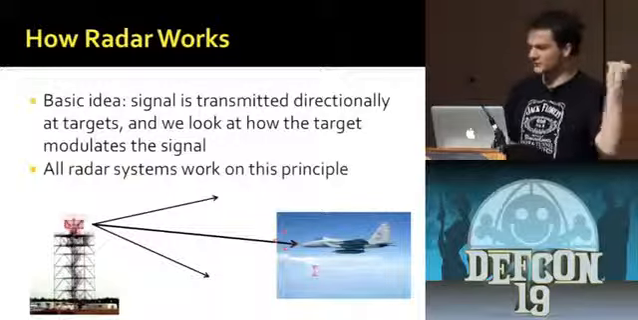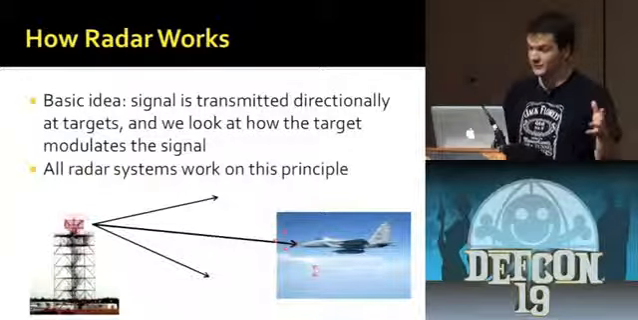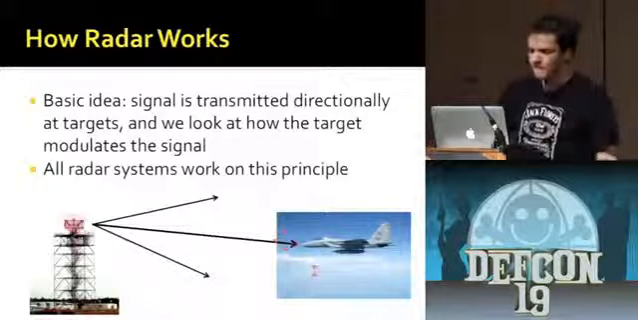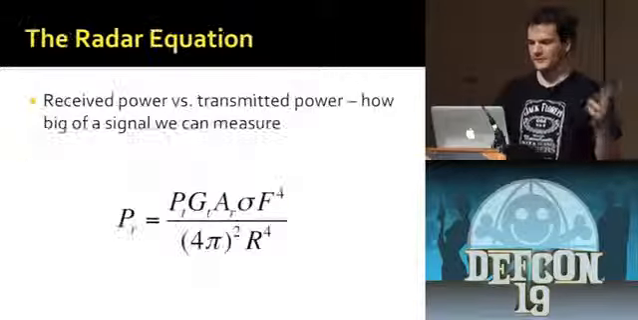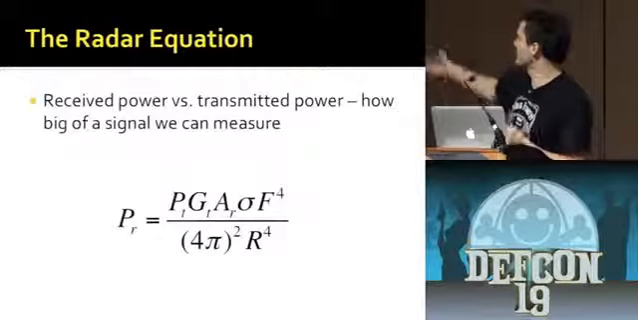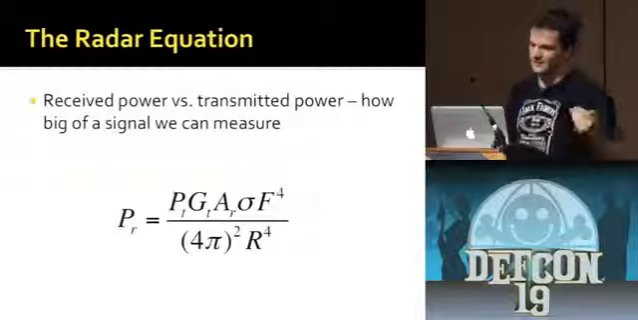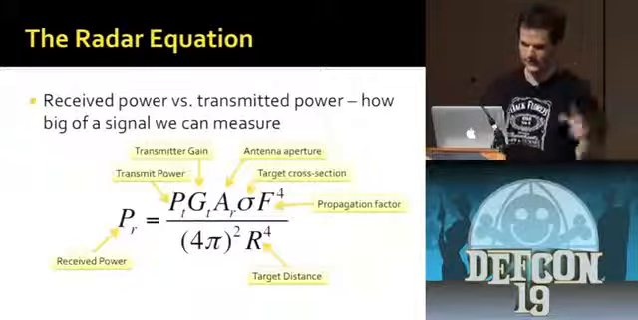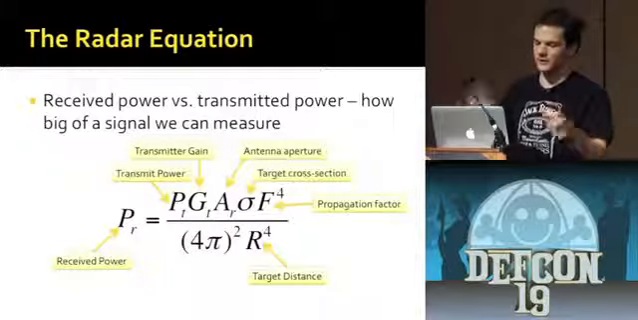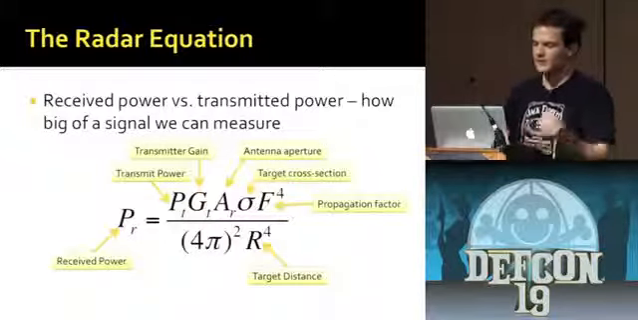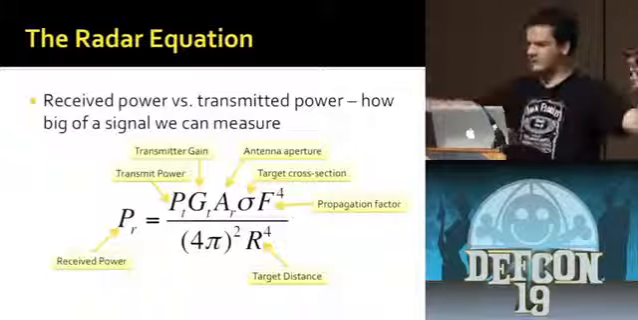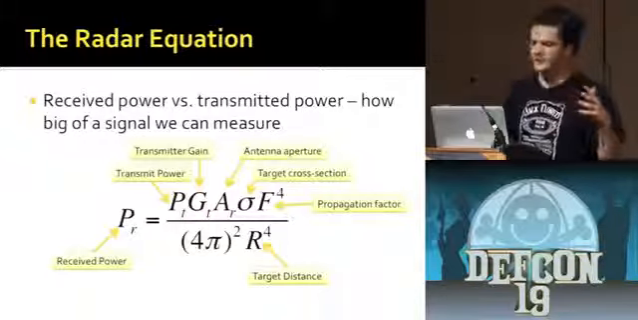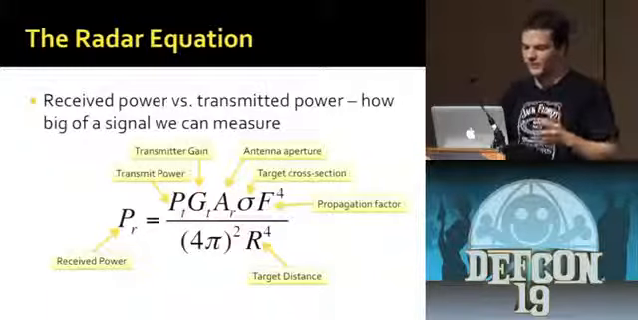You're transmitting a signal from somewhere, or somebody's transmitting a signal from somewhere, and you're looking at how that reflects off of a target. And all this is governed by the radar equation, which is a big thing with a whole bunch of terms. Basically, what we're looking at is the function of received power versus transmitted power. And the way that gets changed is transmitter gain, antenna aperture, which is how big your dish is, cross-section, and propagation factor, which refers to the medium that you're in. I actually don't really care about most of this stuff right now.